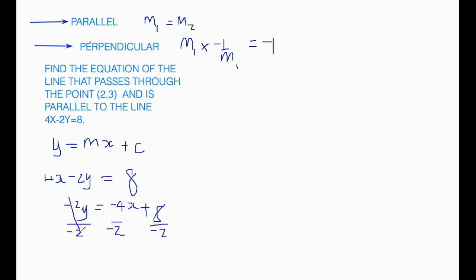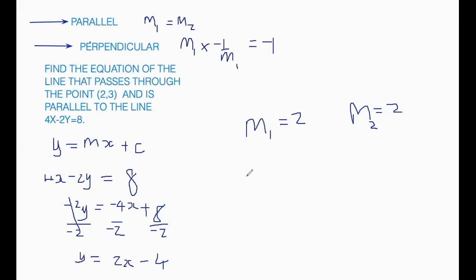Now, these two cancel, so we just are left with y. And negative 4 divided by negative 2, that's positive 2. Rewrite the x. And then here we have 8 divided by negative 2, that's negative 4. So we have the gradient of the line is 2. So it means the gradient of the line that's parallel to this line is also 2. So using this information along with the point we have, 2, 3, we are going to create the equation of the line that's parallel to it.